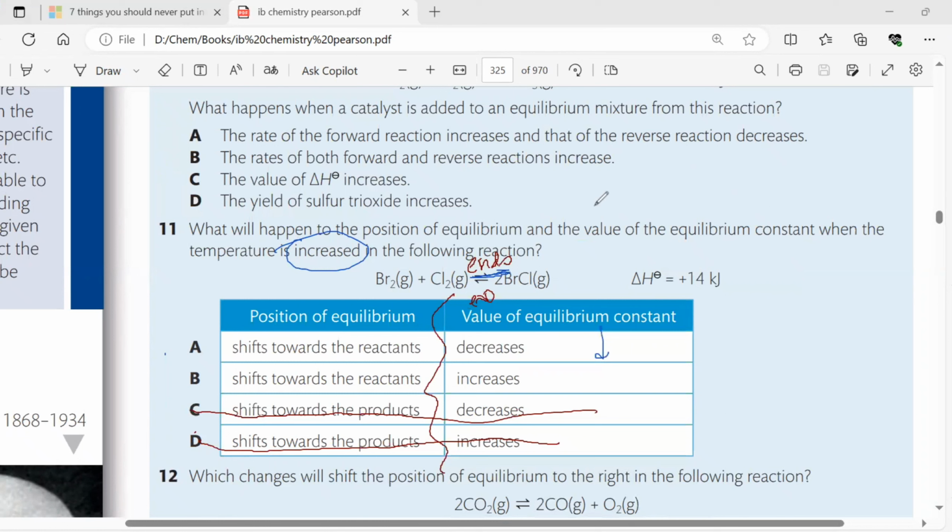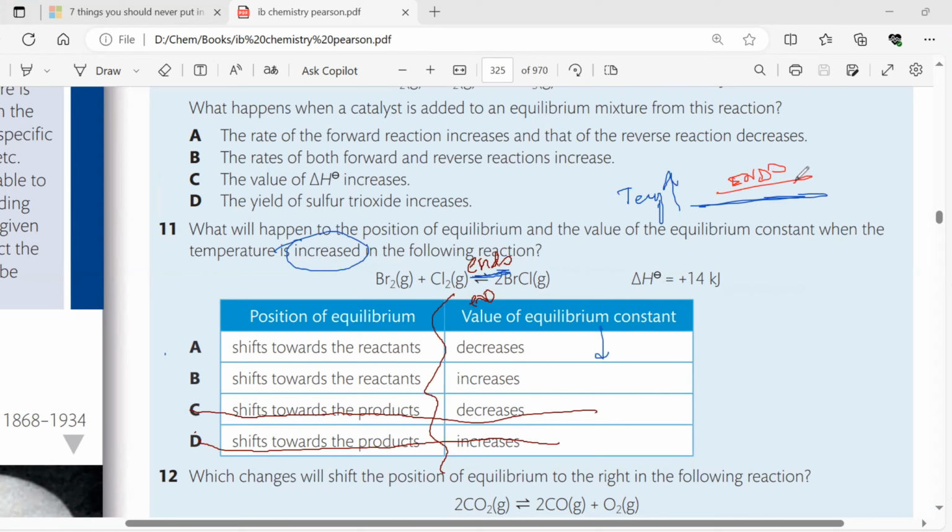Tell me one thing. Whenever you are increasing the temperature, which direction does the equilibrium shift? Endothermic direction or exothermic direction? Did you take a screenshot? I did. Yeah, endothermic direction. Please open the screenshot. Oh, so then I have a question.